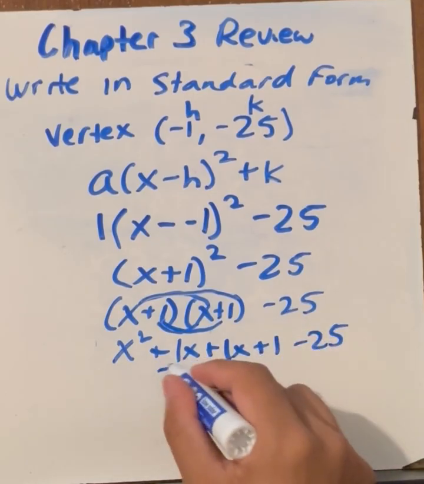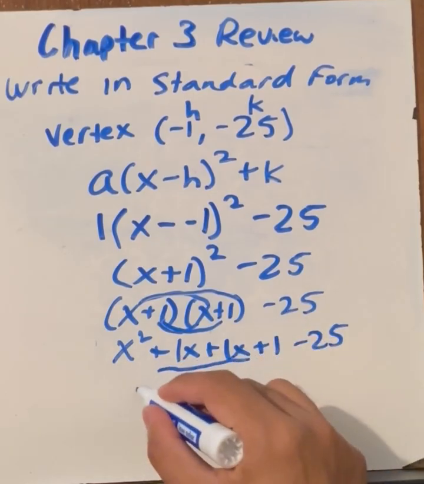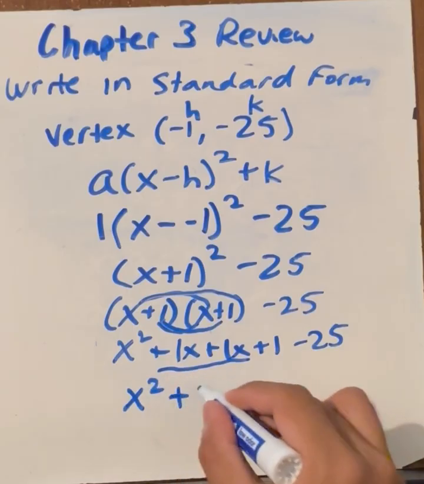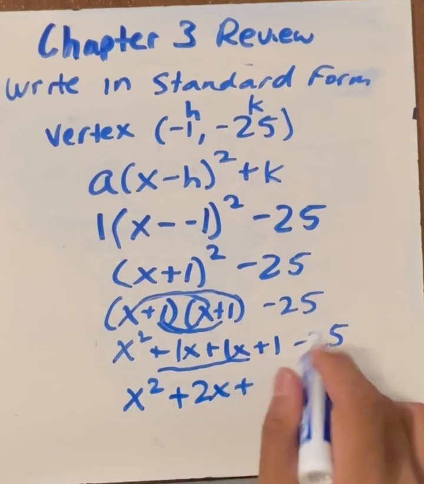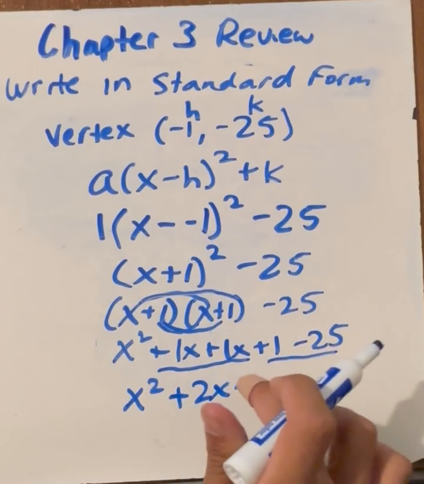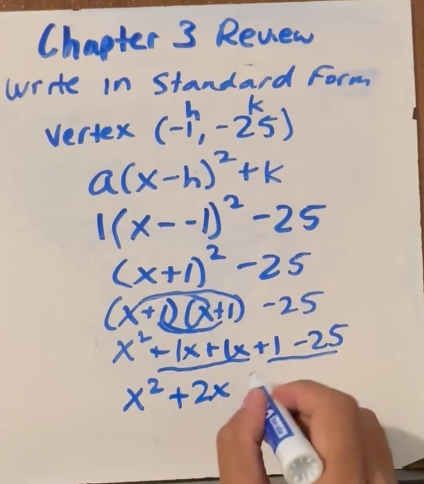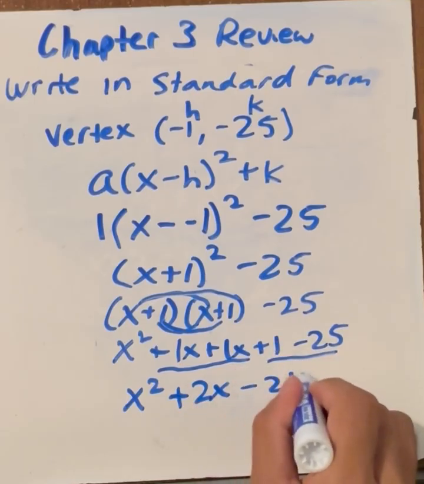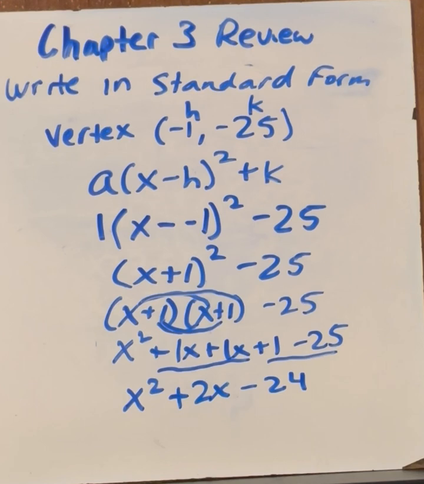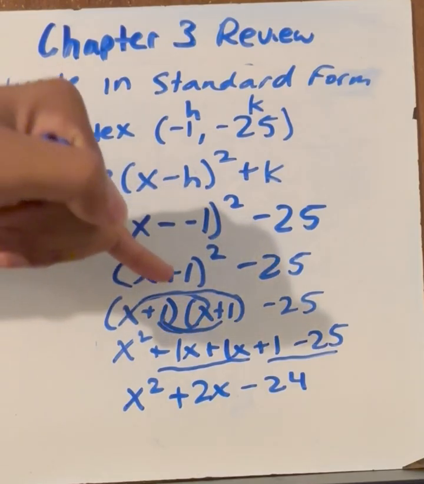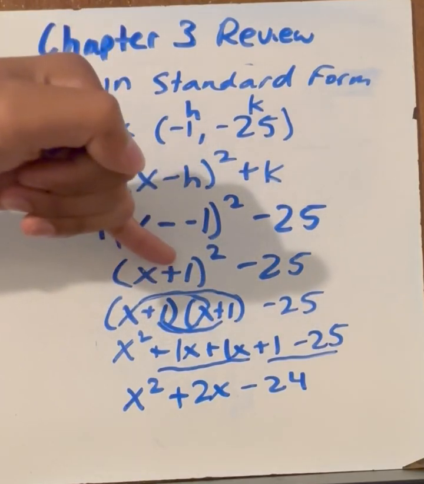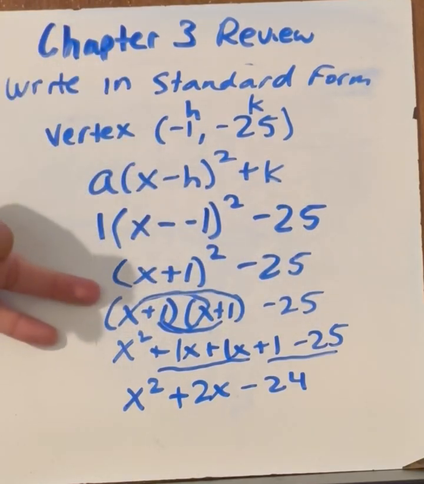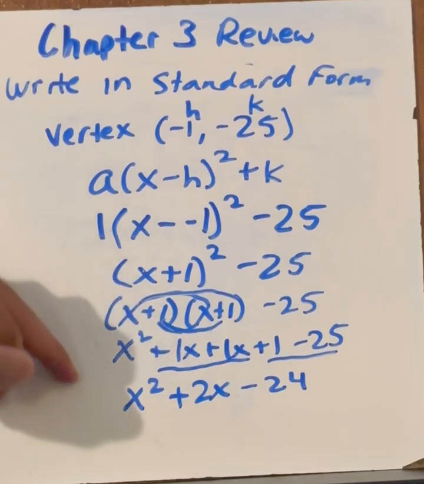Okay, so 1x plus 1x is 2x. So we'll have x squared plus 2x plus, and then 1 minus 25 is minus 24. Okay, negative 24. So we did 3 things. We plugged in our h and our k. We had to write it like this, so it's not minus -1, it's x plus 1. And then we FOIL this, and then we simplify once we FOILed it out.